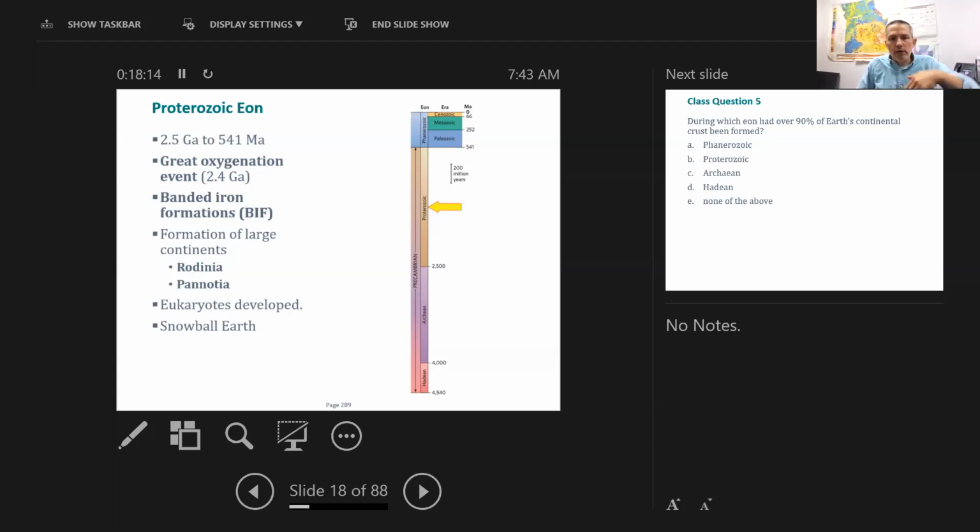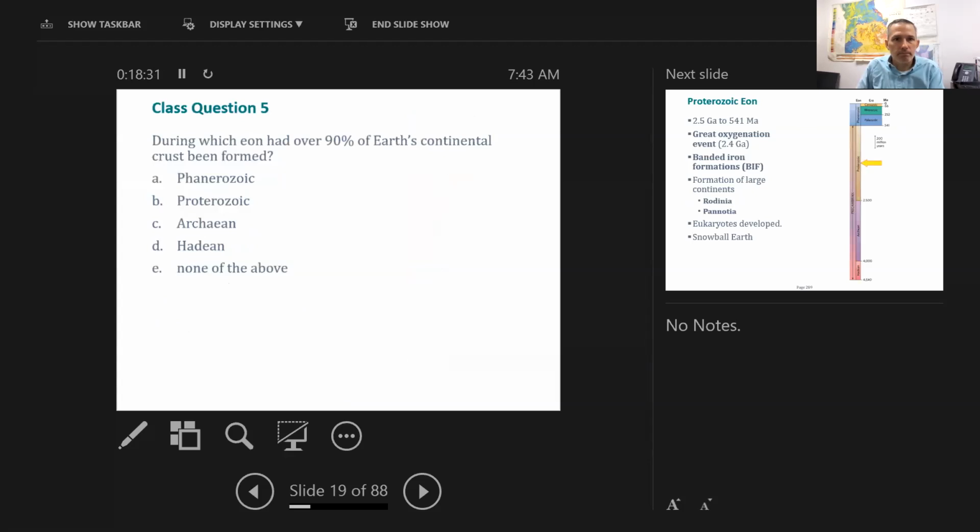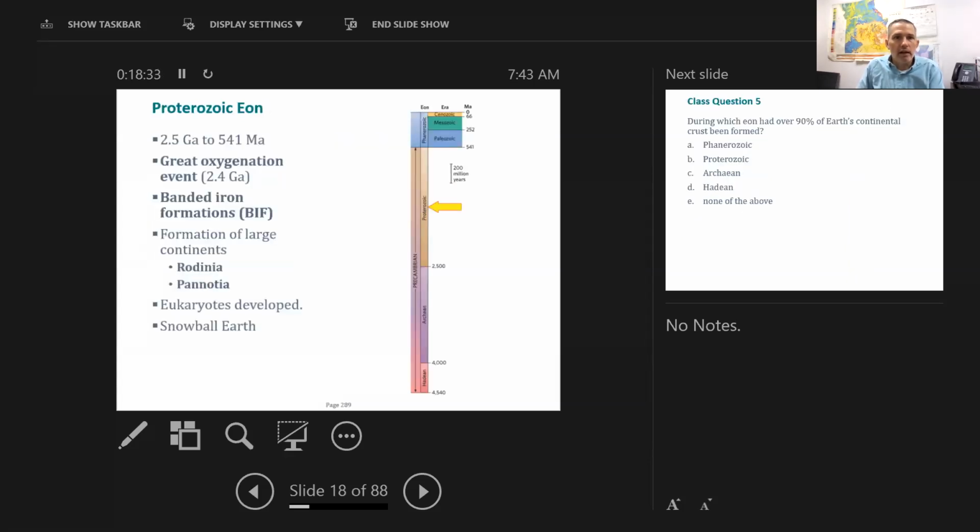And so we can actually see that we were right at the equator, and we had glacial material right at the equator in multiple different locations. And so again, this is when we also created tremendous amounts of continents.